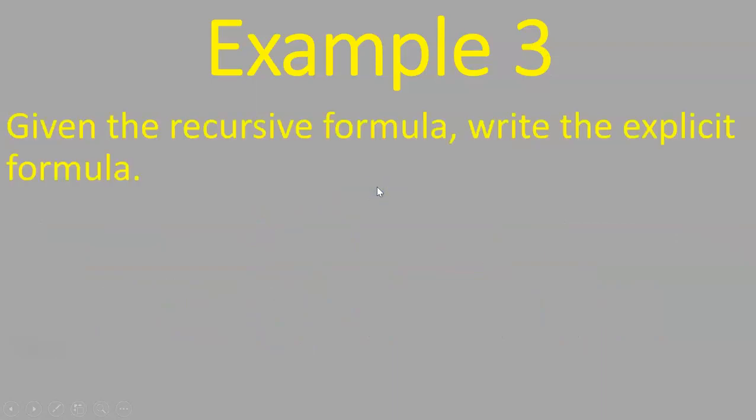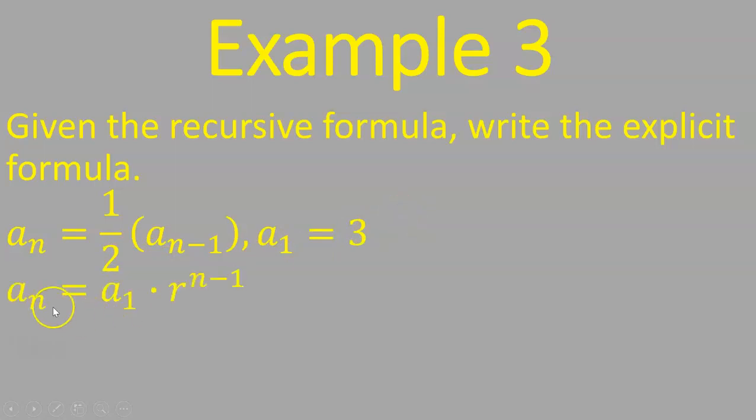That's its purpose. A third example says, given the recursive formula, write the explicit formula. I actually need a little more than the recursive formula. I need to know a sub 1 as well. Okay. So here's the given information, and here is the explicit formula. Notice the explicit formula requires a sub 1 and r. Okay, n, if you're given a position, you could use it, but if you're just writing the explicit formula, you don't actually need to know an exact n.